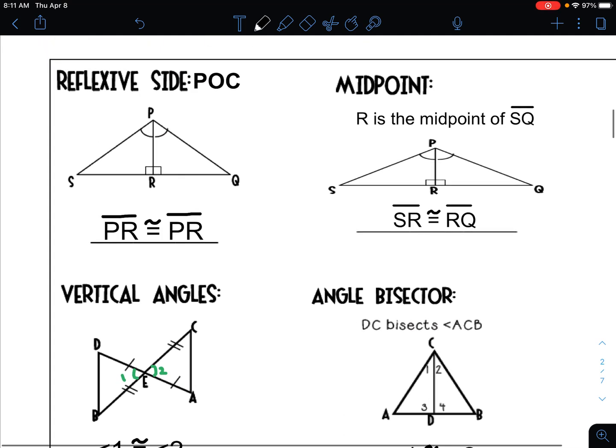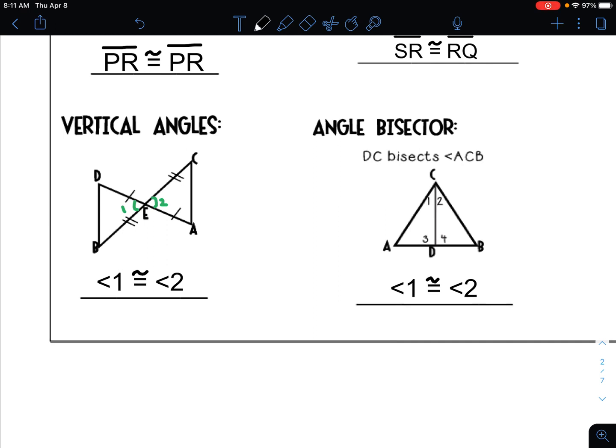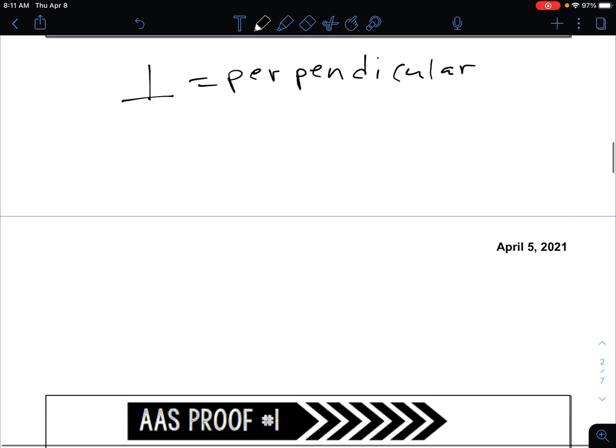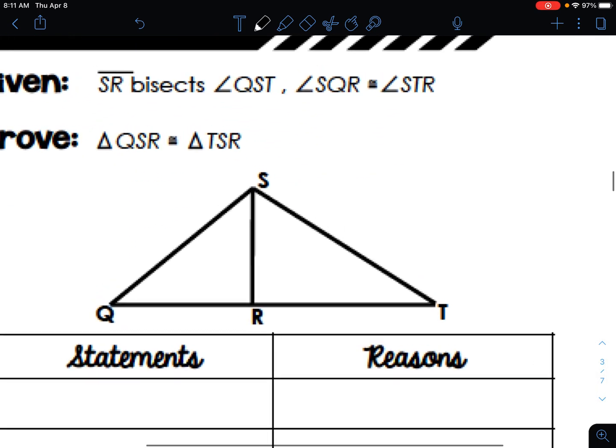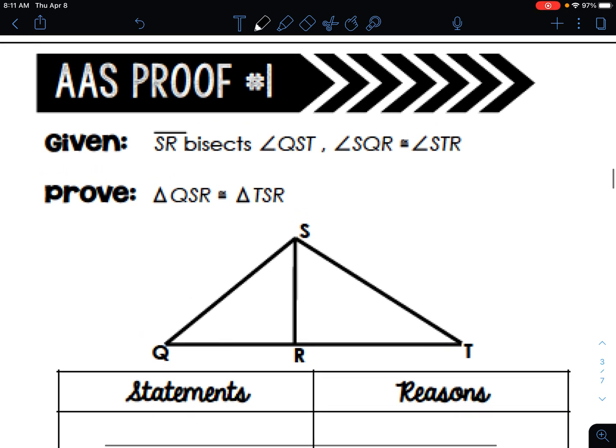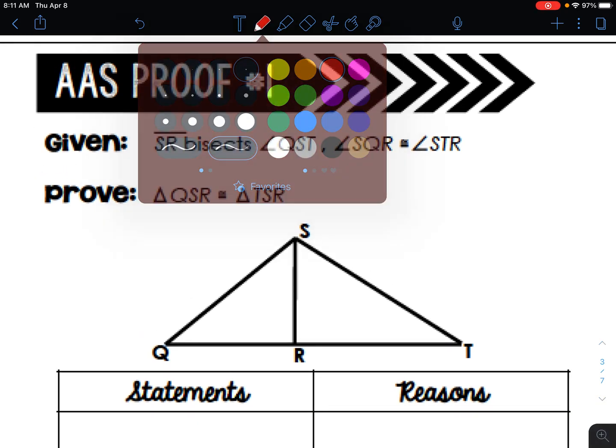Here are our 4 extra properties that we might need, or might need to use definitions of these. There's a new one we're going to learn today. That symbol we've learned before, that means perpendicular. You might need to know what perpendicular means. They make 90-degree angles. That's going to be huge today, okay? So let's go through our first proof here.